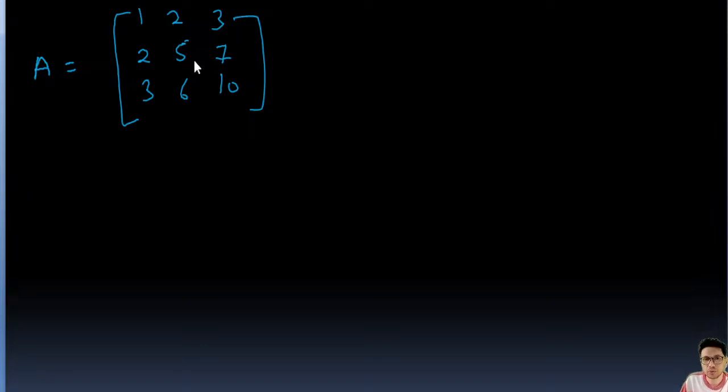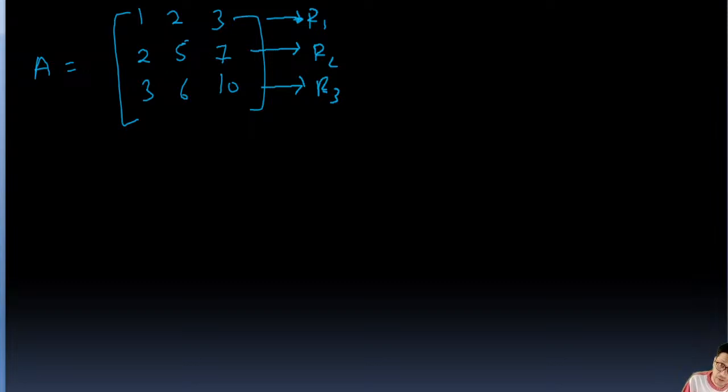Okay, so now we'll make these elements 0. We are going to do operations here. R1 is the first row, R2 the second row, R3 the third row, and these are C1, C2, C3, the columns.